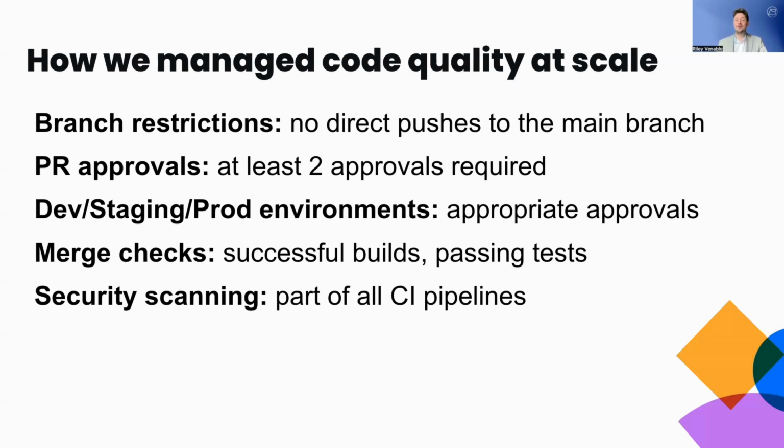Now, giving developers more autonomy sounds great, but we needed guardrails. So the organization implemented specific policies to maintain code quality while enabling self-service. Let's start with branch restrictions.